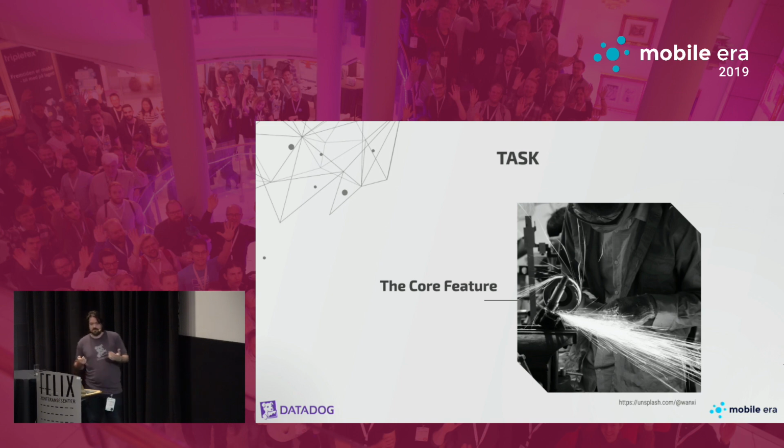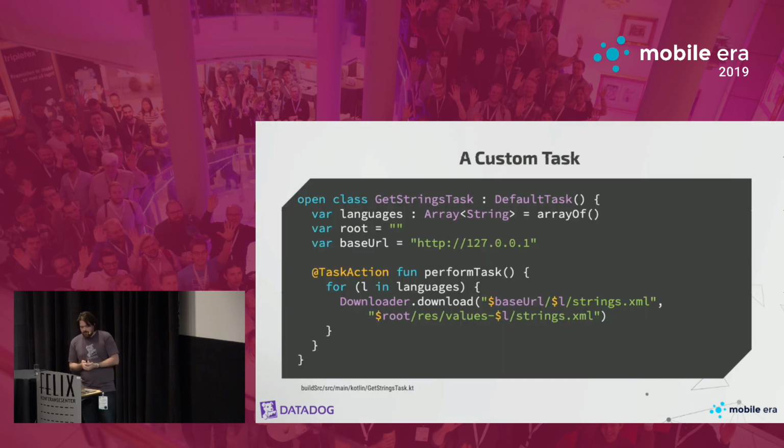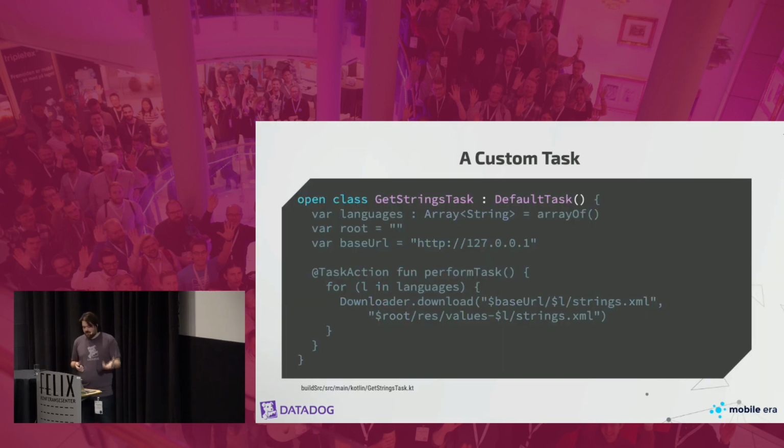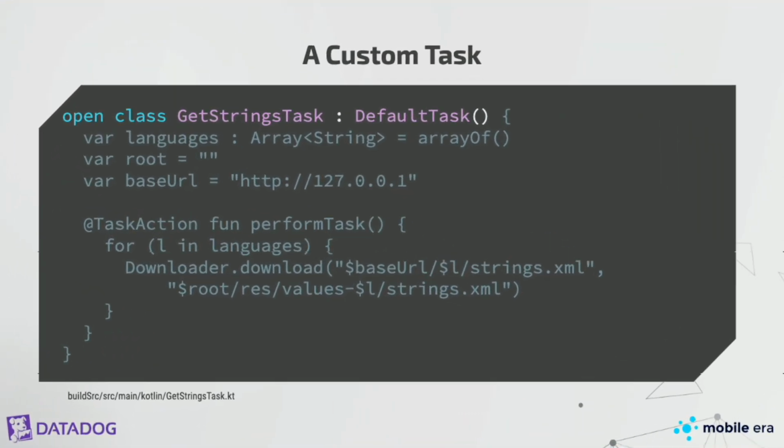So the first thing to do is to create the task, which is what's going to be doing the real work. So this is basically what it's going to look like. First of all, you create a class that needs to be open. That's named here getStringsTask, and it inherits from the default task. The default task doesn't do anything. It's just a basic Gradle task.